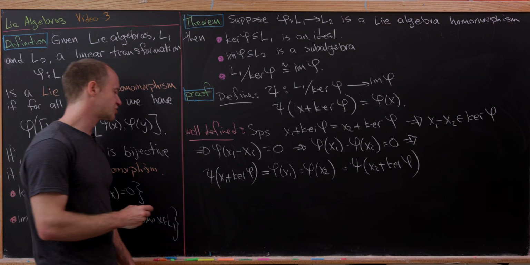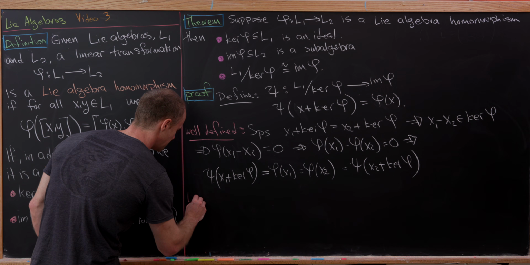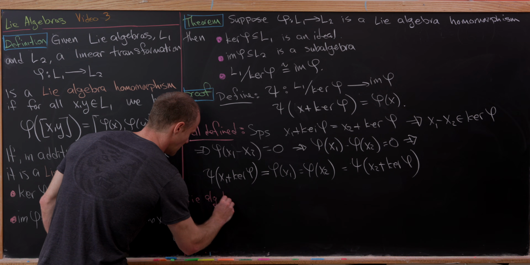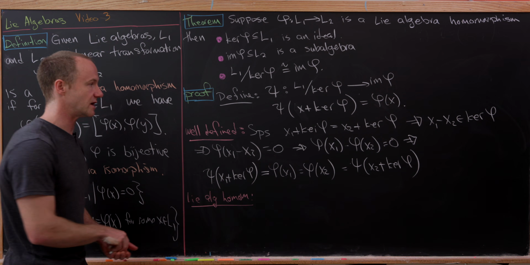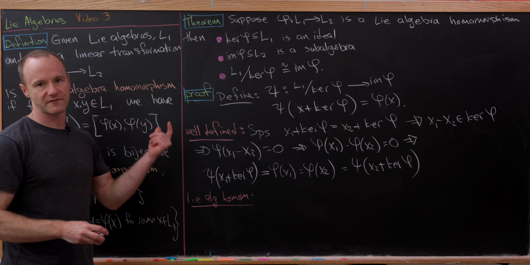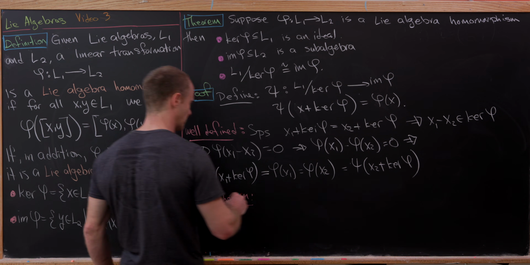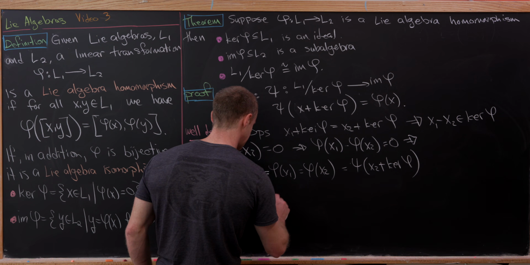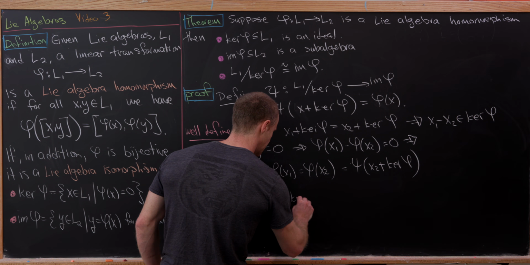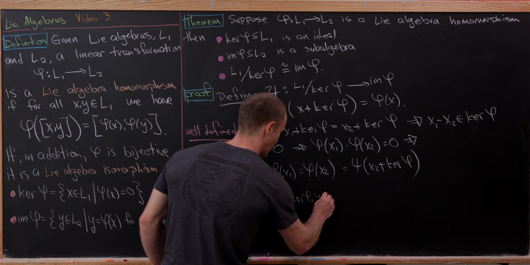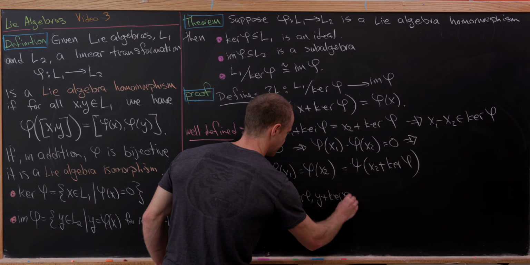Now let's show that it's a Lie algebra homomorphism, although this is going to be essentially for free. That's because it's going to rely on the fact that phi is a Lie algebra homomorphism. So let's do psi of the bracket of x plus kernel phi with y plus kernel phi.